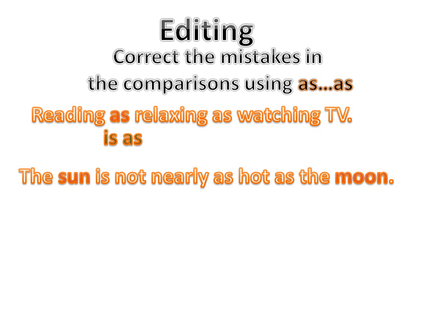The sun is not nearly as hot as the moon. The correct way to say this is, the moon is not nearly as hot as the sun. We need to put our subject and object in the correct place in order to express the difference between them.